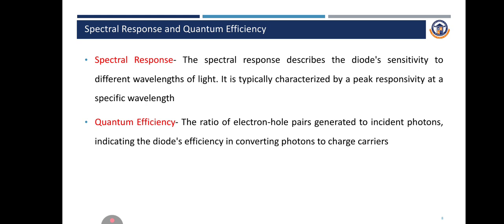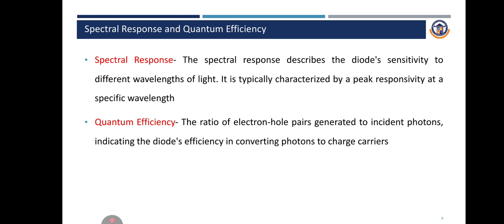The next one is the spectral response and quantum efficiency. It's very important to measure the spectral response and the quantum efficiency. The spectral response describes the diode's sensitivity to different wavelengths of light. So we receive different wavelengths, and we have to convert that light into electrical energy.